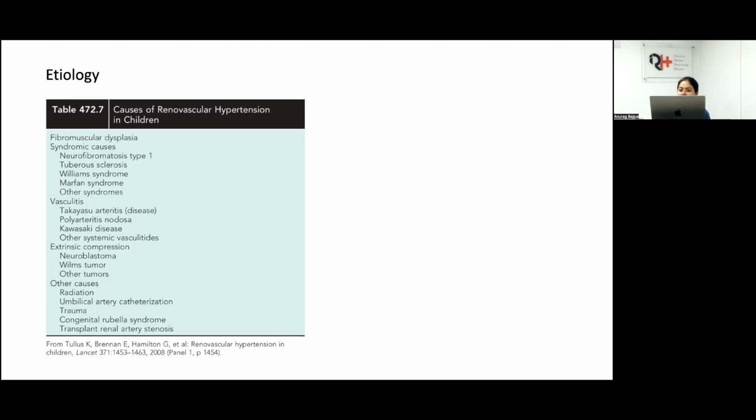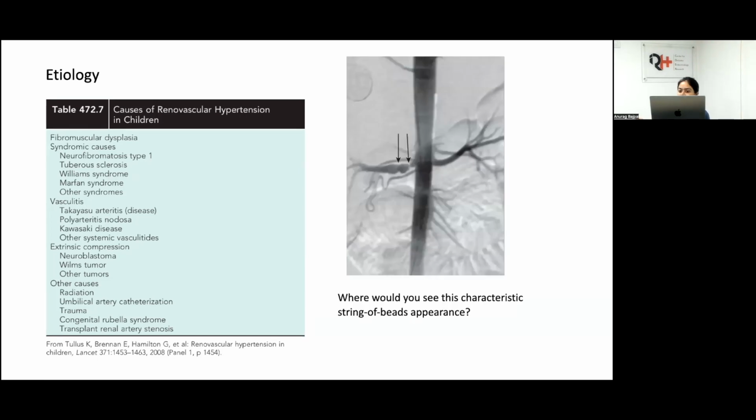So just to end my talk, I would appreciate answers for this. What is this characteristic bleeding seen in? And what drugs, meaning what antihypertensives, will you avoid in a child with renal artery stenosis?